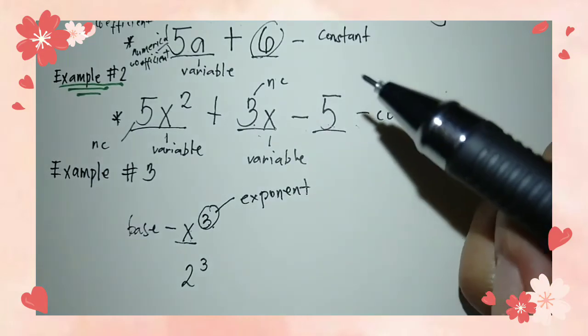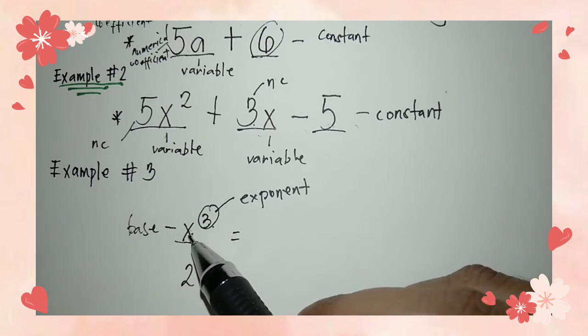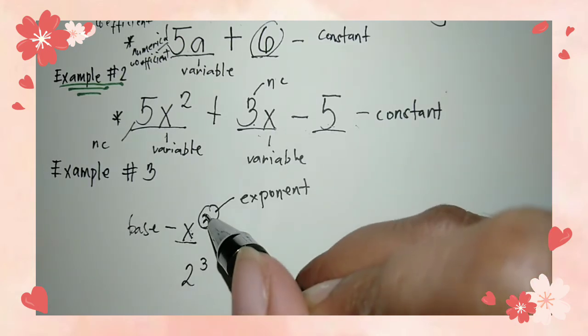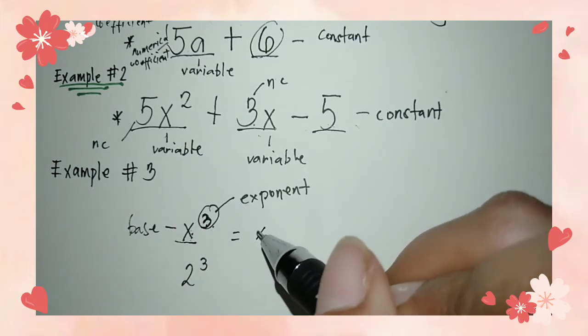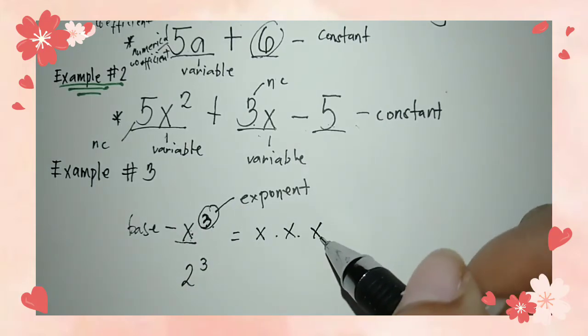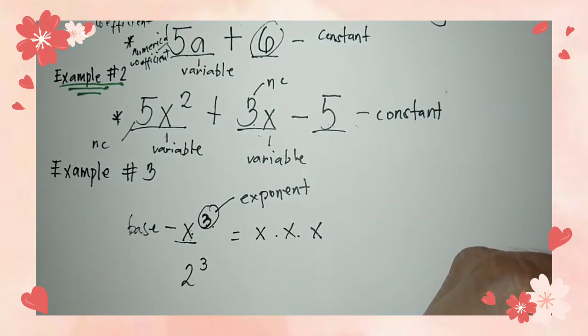Alright? And ano nga ba yung sinasabi ni exponent? It tells how many times we are going to multiply the base sa kanyang sarili. So, kung ang exponent natin ay 3, edi 3 times natin imumultiply si x. Like x times x times x. 1, 2, 3. Yan yung sinasabi ng ating exponent.